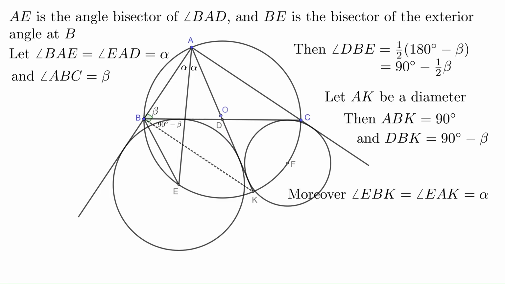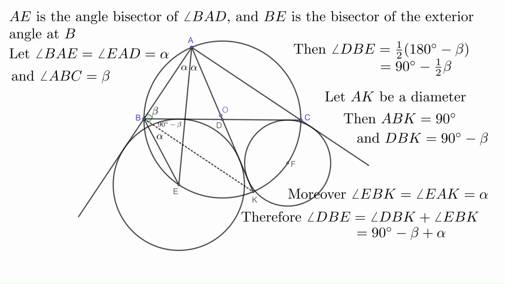Moreover, by the inscribed angle theorem, angle EBK and angle EAK share the same chord EK and they are congruent, both have measure alpha. Indeed, we find another way to calculate the measure of angle DBE. It is 90 degrees minus beta plus alpha. Comparing the calculations and simplifying, we get beta equals 2 alpha. Beta equals alpha plus alpha.